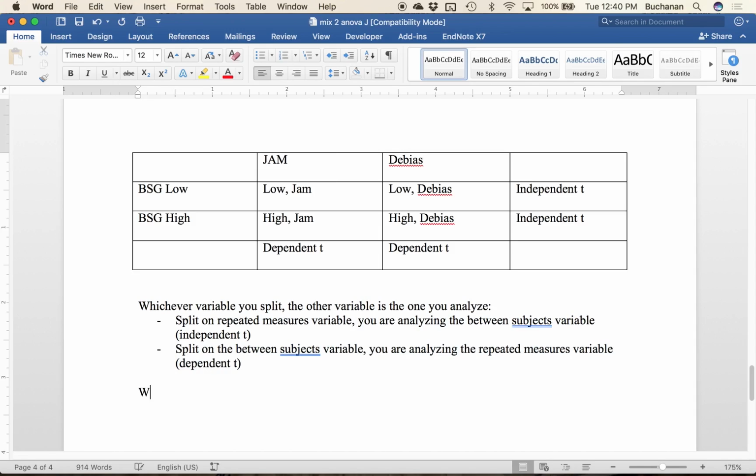So how do I know which way to go? I talked about this a couple times as across or down. The first rule is go with the hypothesis. You might have a specific hypothesis for your experiment, or split on the larger number of levels, which creates fewer tests.